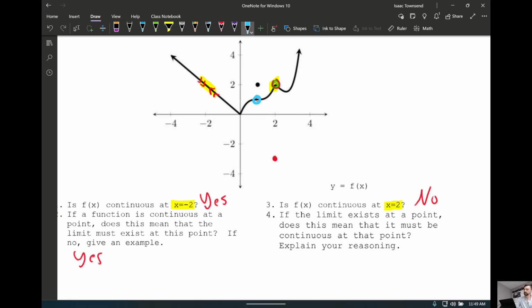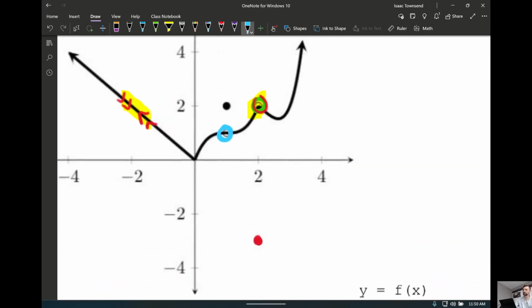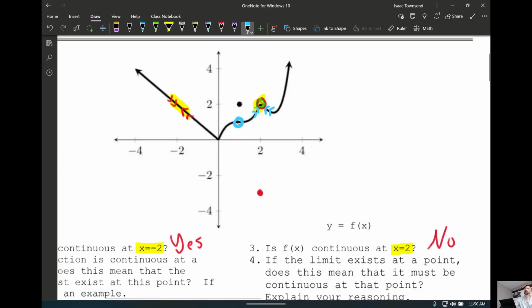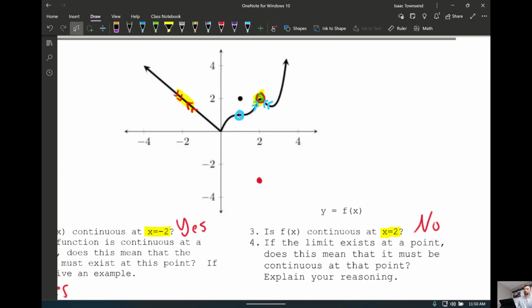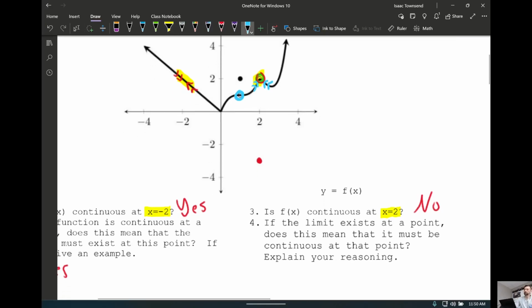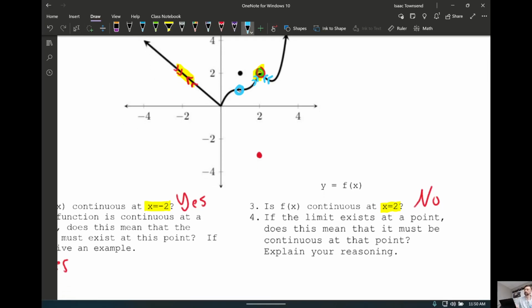it's asking if the limit exists, does that mean it's continuous? Well, this is definitely not continuous, but it approaches the same y value from the left and the right. So it's required for the limit to exist to be continuous, but just because the limit exists doesn't mean it is continuous. So I would say no.